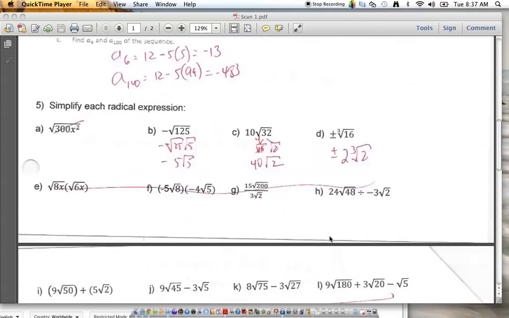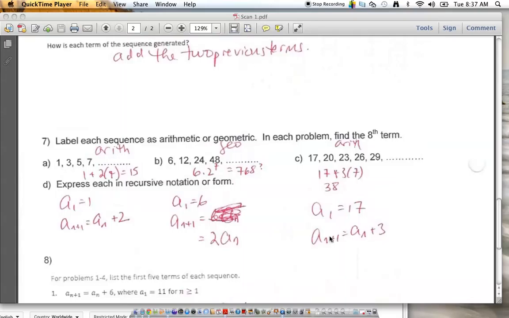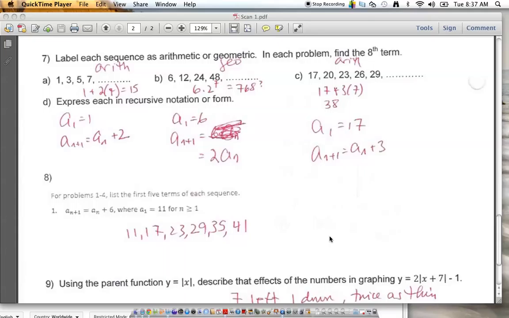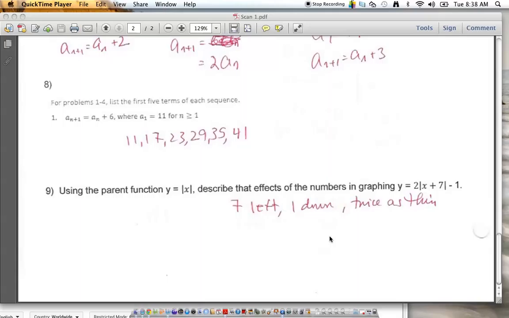Okay, and here's the next real set here. Number 7, arithmetic and geometric. Remember, arithmetic adds the same thing over and over again. Geometric multiplies, and adding and subtracting are the same thing for arithmetic and geometric, multiplying and dividing. Okay. And then I would like to go to number 9, as it will lead into number 2 on the quiz.